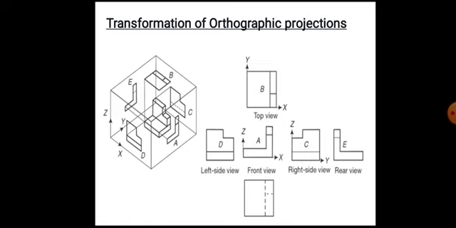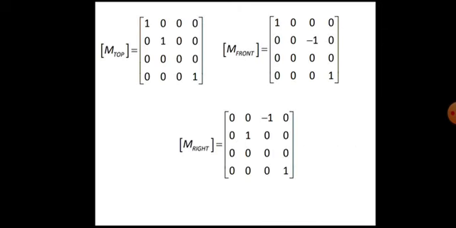Similarly, for obtaining the right side view, x is equal to 0 and then the coordinate system is rotated such that the y-axis coincides with the x-axis and the z-axis coincides with the y-axis. So the transformation matrix is: 0 0 -1 0, 0 1 0 0, 0 0 0 0, 0 0 0 1. Thank you.